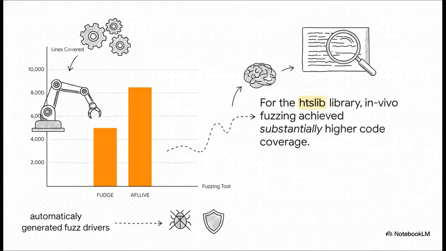So check this out. This is a comparison for a library called AFLLIVE. The bar on the left shows a top-of-the-line tool that automatically generates those fuzz drivers. The bar on the right, that's the in-vivo approach, which is called AFLLIVE. And I mean, you can see for yourself it's not even close. AFLLIVE achieved way higher code coverage, meaning it explored a much, much bigger chunk of the library's code.